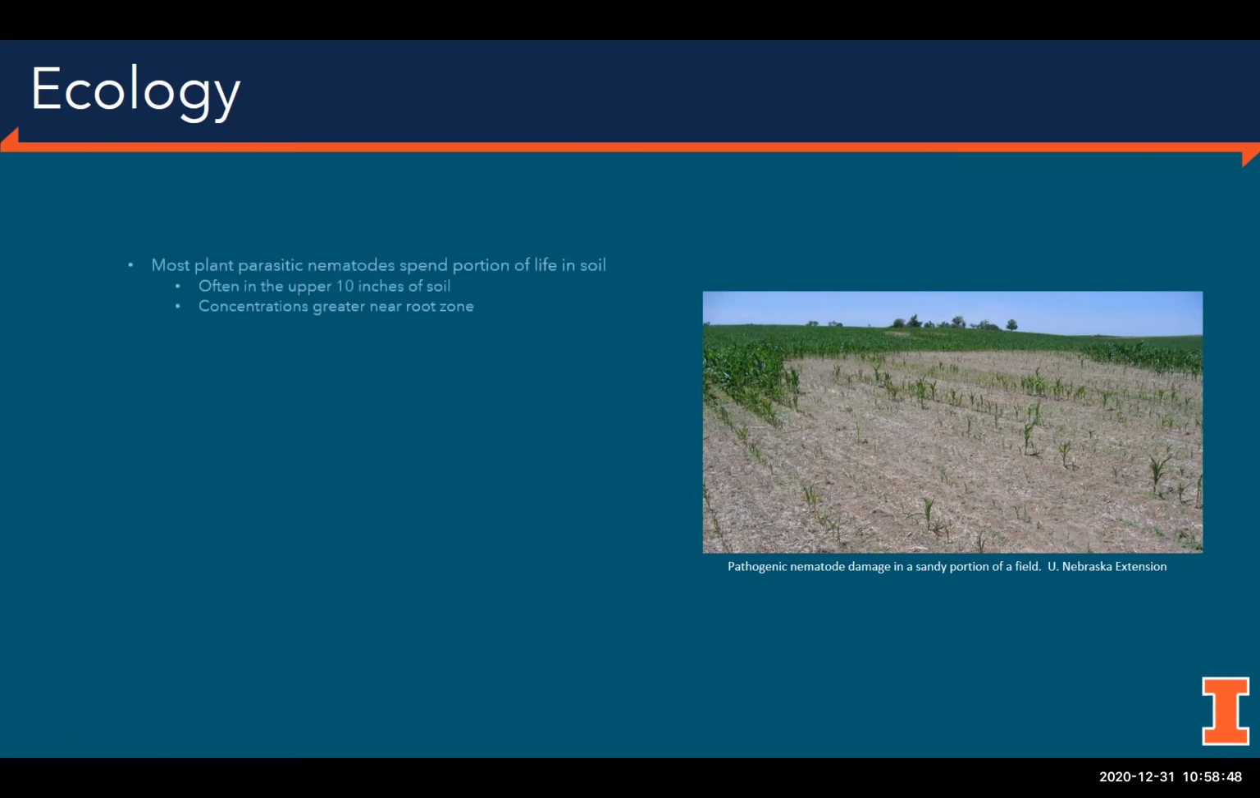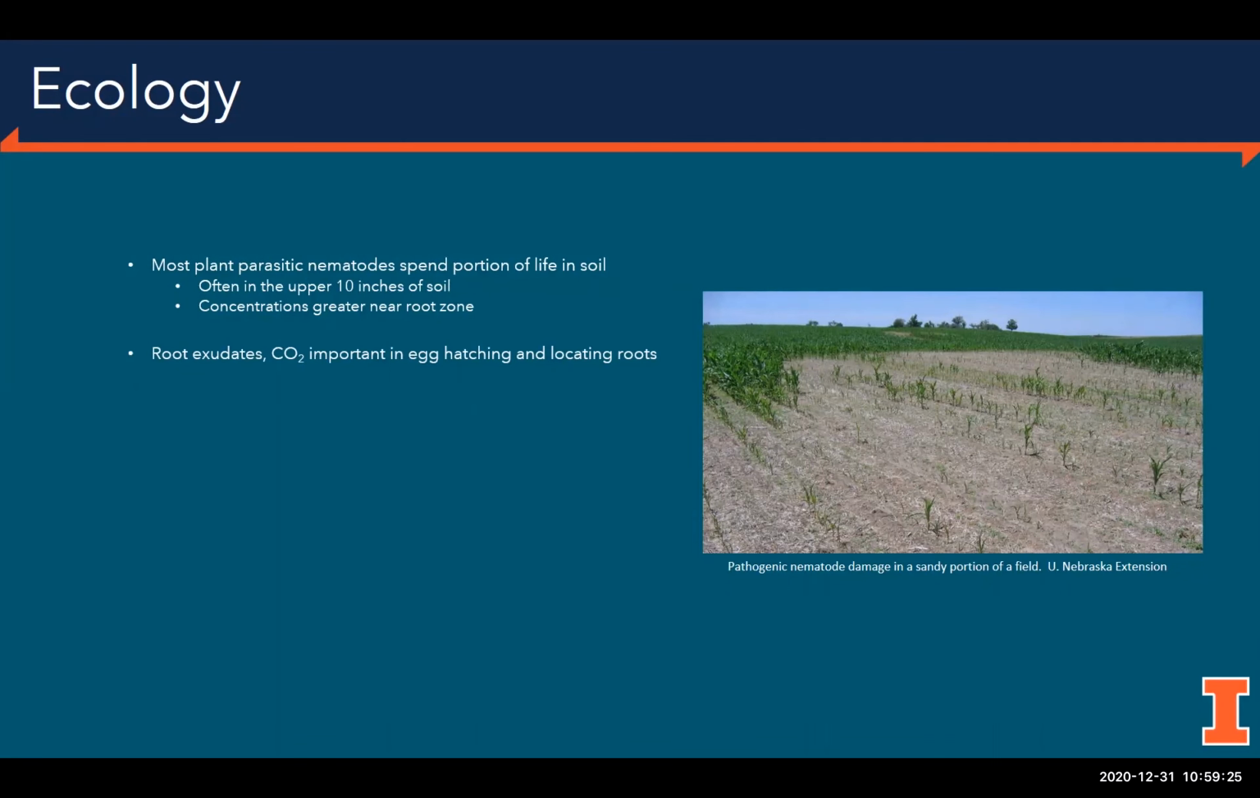So typically we're going to be seeing our nematodes in the upper part of the soil, the upper 10 inches of the soil. Some of them can move down in the deeper profiles of the soil, especially to avoid conditions that they might not like, especially things like needle, sting nematodes. They tend to like it cooler and humid, and then when it gets hot, they'll actually go down into the soil deep. So the concentrations, because they're feeding on root, is going to be greatest near the root zone.